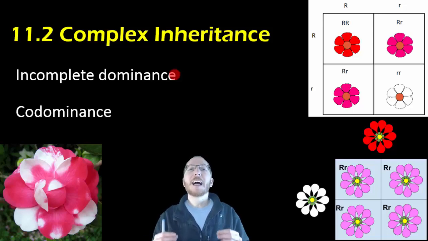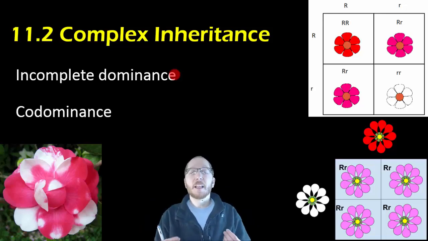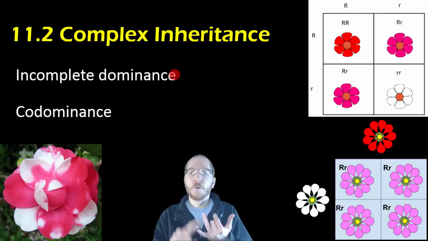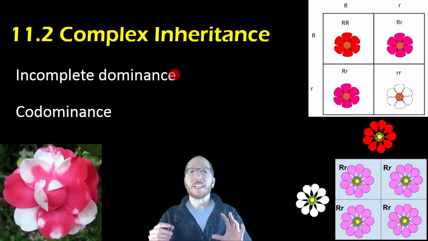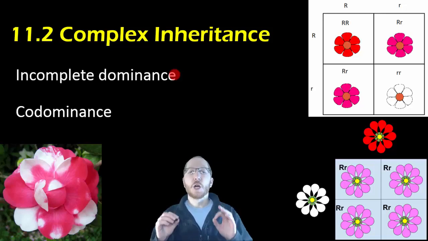So there's going to be some that don't behave in the simplest Mendelian way that we've talked about. And we call that simple Mendelian way complete dominance. So if there's a dominant present, it overshadows the recessive completely. To be recessive, you have to be homozygous recessive. But there's also going to be some other ways that get a bit more interesting. Two of these ways, the simpler ones, if you will, are incomplete dominance and codominance.